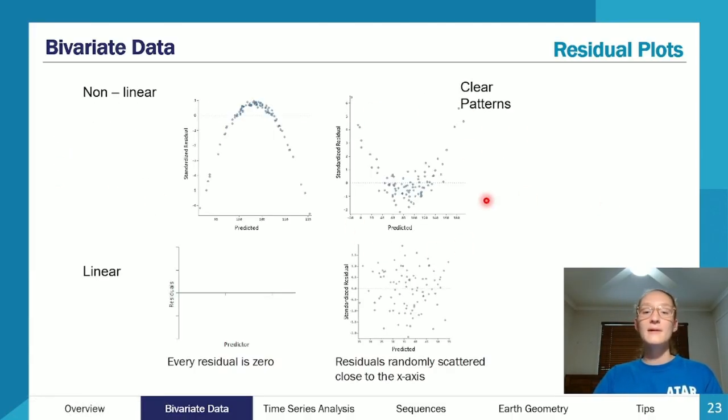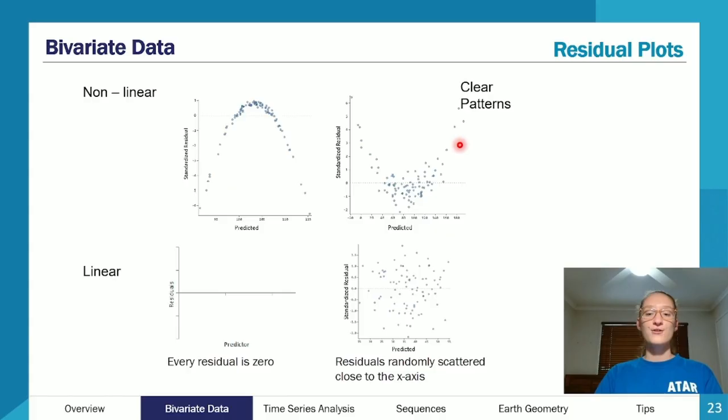So I'll show you what I mean here. Here, our data points are not random. There's actually a pattern going on there. And that's the goal of a residual plot. It zooms in to see if there's any underlying trends or patterns that we couldn't see in the original scatter plot. And that's what's happened here.